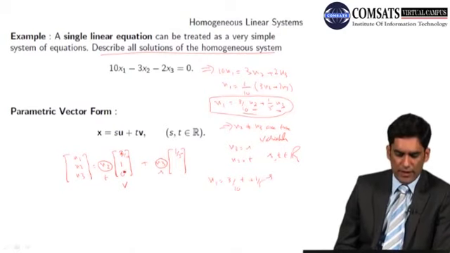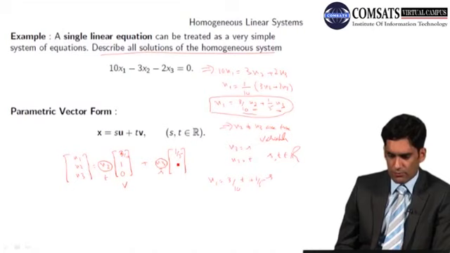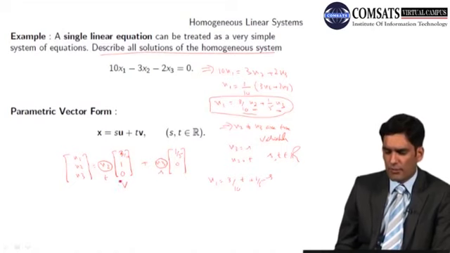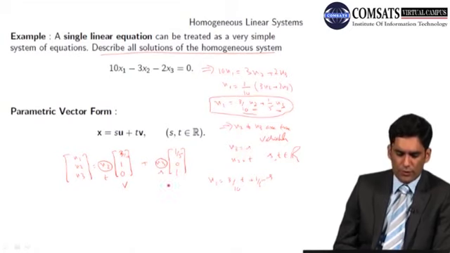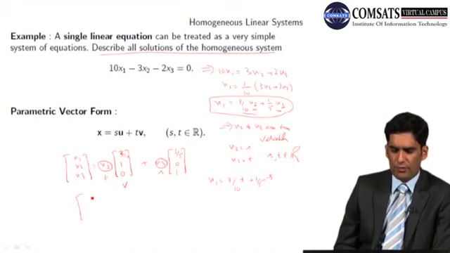So what is the x2 component? It is not equal to s, s is 0 here, so I will put 0 here. Okay. What is the x3 component, the component of s? It is 1, x3 equals s, so I will put 1 here. So this is what we call the parametric vector form of the solution of a homogeneous linear system.